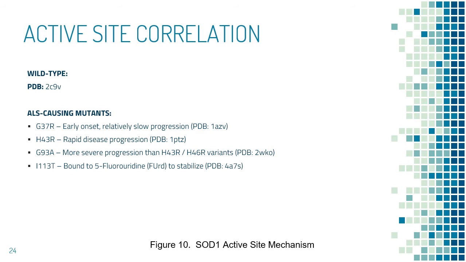So once again, I'd like to outline that these are the mutants that I chose, and there is obviously an increasing severity in the actual ALS symptoms, with the exception of I113T, which we'll talk about at the end. But for the 3 first mutants, G37R, H43R, and G93A, they get progressively worse in their effects on the individual that has them.